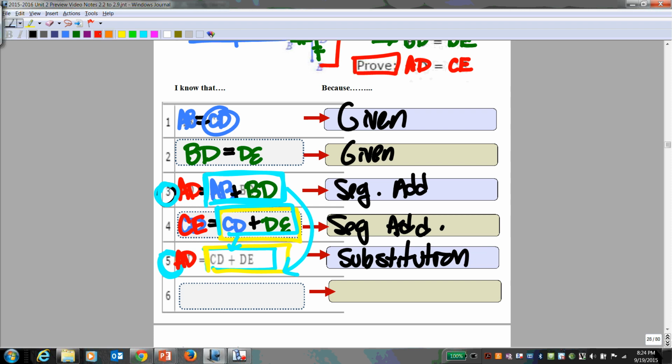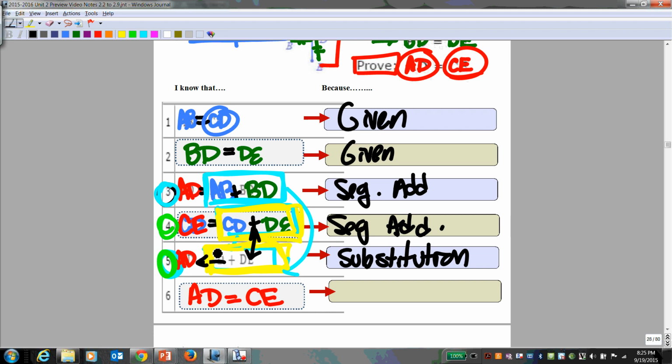Now look at what we're trying to prove. We're trying to prove that AD and CE are equal, which if you look very carefully at 4 and 5, you're going to notice something. This is exactly the same as that now. Do you see that? Exactly the same. So if those are the same, these can be the same. Why? Because you can swap out this and replace it with that. That's called substitution.